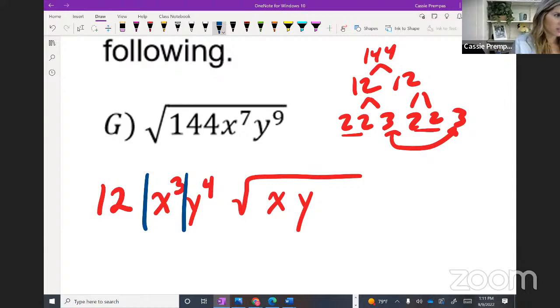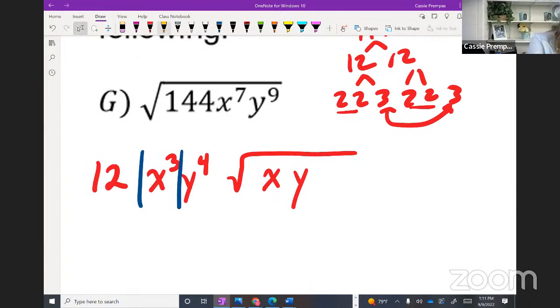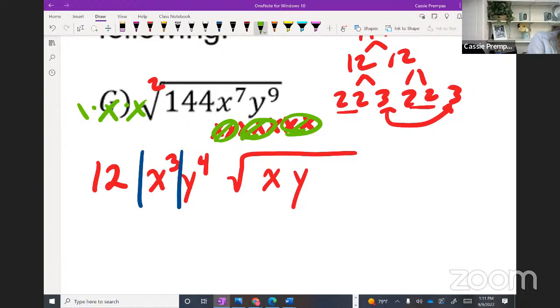Are you stuck, Joy? Did you try drawing them out? Like 1, 2, 3, 4, 5, 6, 7. You need 2 of the same. So if I take it out, I've got 1, take it to the outside. I've got another pair, and another pair, take them to the outside. And so that gives me X cubed. And if I drew out 9 Y's, there'd be 4 pairs. So I'd have Y to the 4th, but I'd have 1 left over.